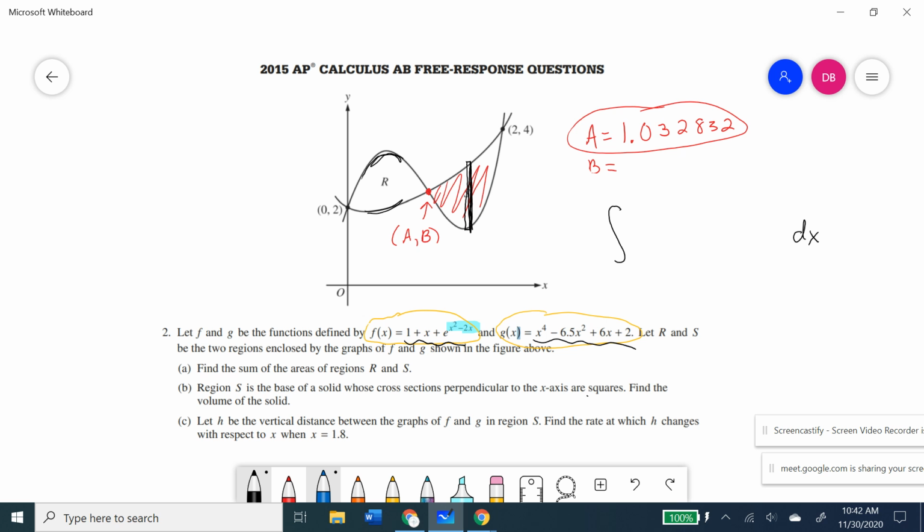And you are told that the cross sections are squares. Area formula of a square is length of side squared.